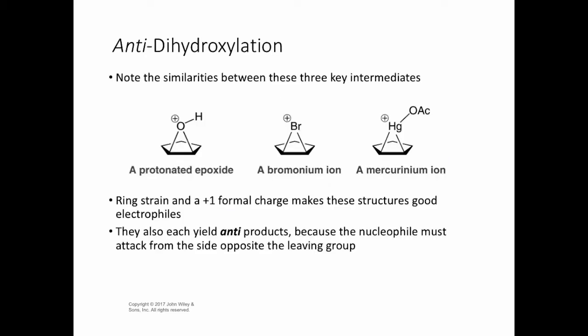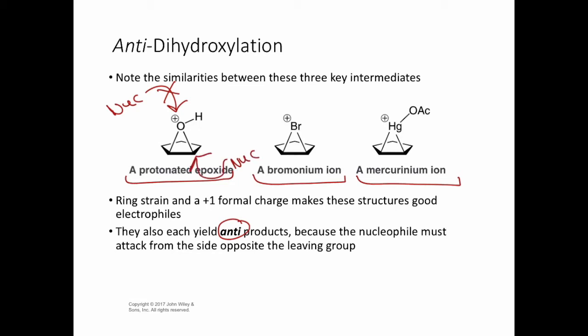Notice the similarities between these 3 key intermediates which we've talked about in this chapter: a protonated epoxide, a bromonium ion, and a mercurinium ion. So the ring strain and the +1 formal charge make these really good electrophiles, and they also yield anti-products because the nucleophile must attack from the side opposite the leaving group. So it can't attack from the same side, from the same face. It must attack from the opposite.